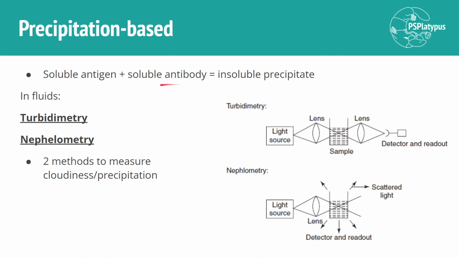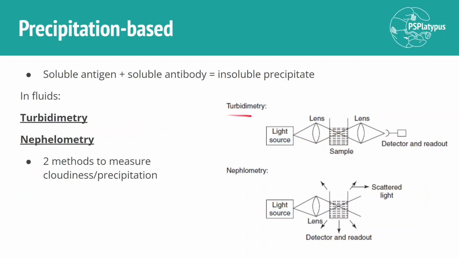So this is where monoclonal antibodies come in, because then we can just produce these soluble antibodies, right? It allows us to measure stuff. It's just the principle of why we're learning this. There are two different ways to measure stuff when it's in a fluid like this.